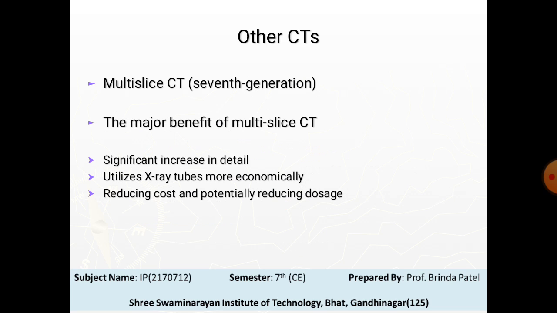Now 7th generation, G7, scanners, also known as multi-slice CT scanners, are emerging, in which thick fan beams are used in conjunction with parallel banks of detectors to collect volumetric CT data simultaneously. That is, 3D cross-sectional slabs rather than single cross-sectional images are generated per X-ray burst. Besides a significant increase in detail, this approach has the advantage that it utilizes X-ray tubes more economically, thus reducing cost and potentially reducing dosage.